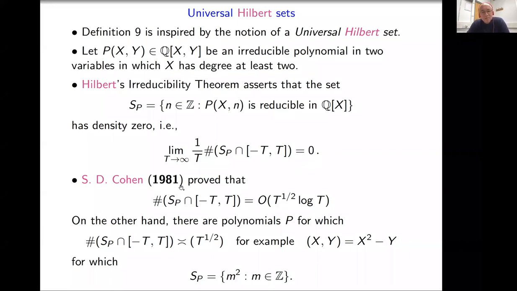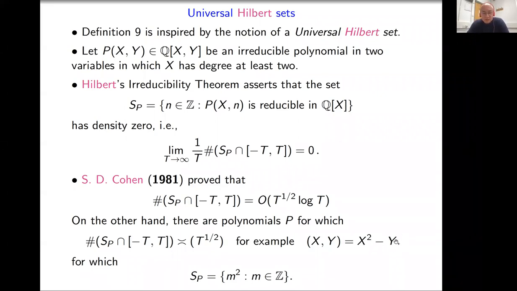And S.D. Cohen proved that in fact, this set is at most big O of t to the 1/2 multiplied by log t. So it's really thin. This little o of t implied by this limit, it's not like the primes, but it's more like the square roots. But there are polynomials for which you do get the square roots. For example, x squared minus y. If you evaluate y to be a perfect square, then this polynomial, of course, factors. And up to t, there are about square root of t perfect squares.